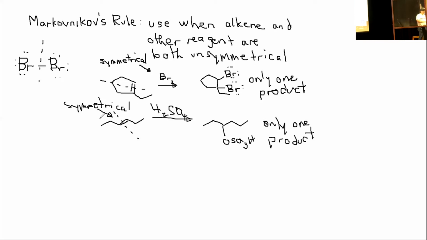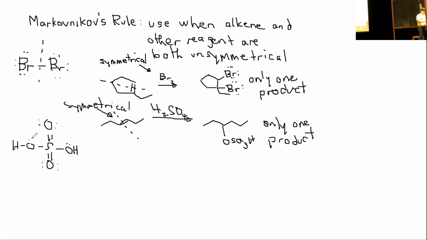And if the alkene is symmetrical, then it doesn't matter if the other reagent is not symmetrical. Sulfuric acid certainly isn't, right? Where is the bond in sulfuric acid that's going to get broken? So you need to know that. That's part of knowing this reaction. And the bond is either one of those OH bonds. Doesn't matter which, they're the same.